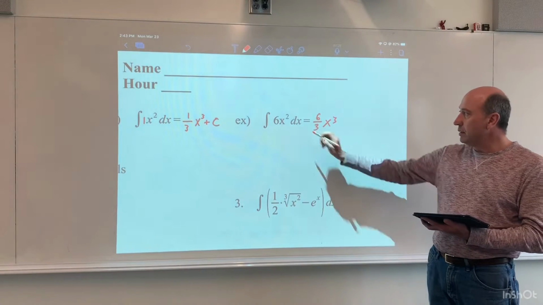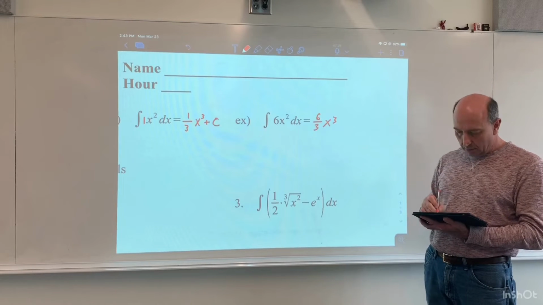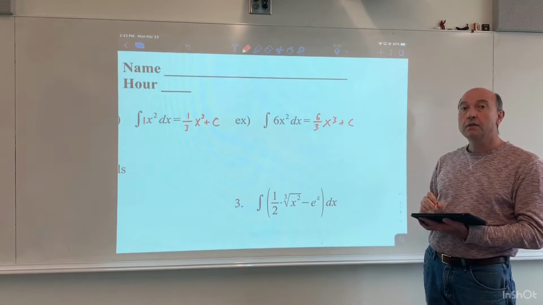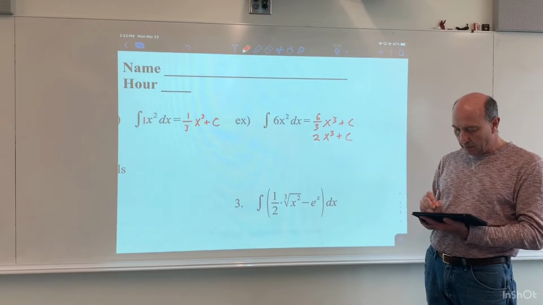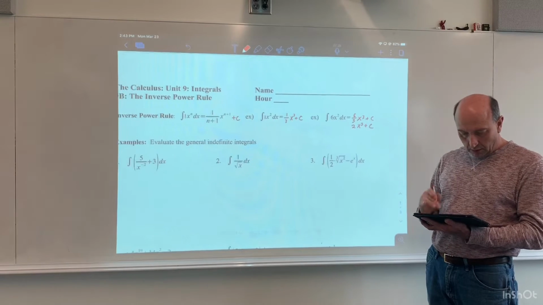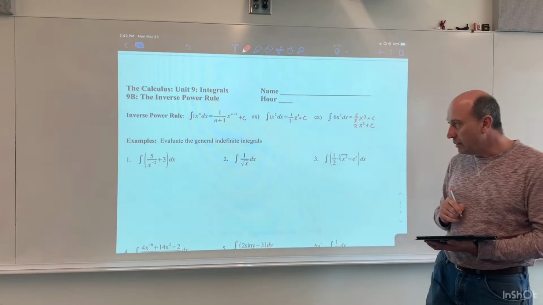The new exponent goes up by 1, plus c for good measure. 6 over 3 is 2. That's our final answer. All right, let's try these.